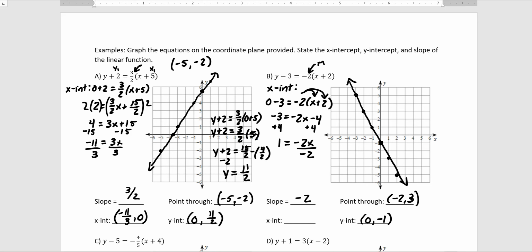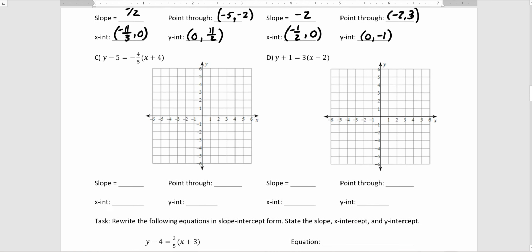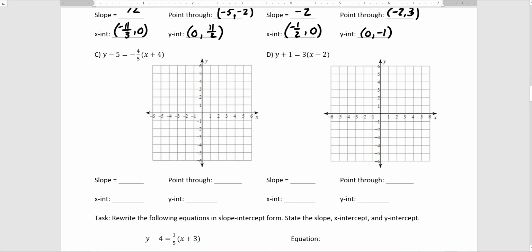Divide by negative 2, and I find that x equals negative 1/2. Of course, I would write that as a coordinate pair, negative 1/2 comma 0. And if I check my graph, negative 1/2, 0, sure enough, it looks like I nailed it. All right, let me know if you have any questions. Otherwise, why don't you try letters C and D on your own? Go ahead and try C and D, and then we'll see how we do.